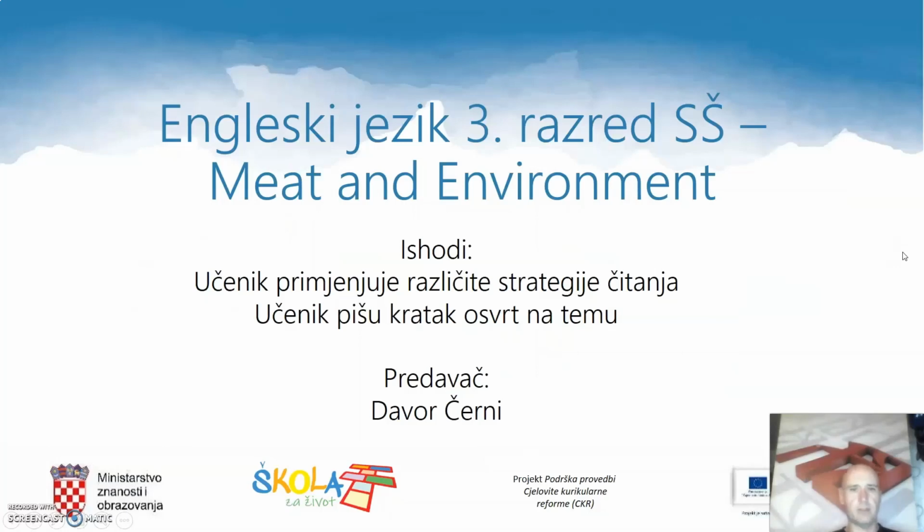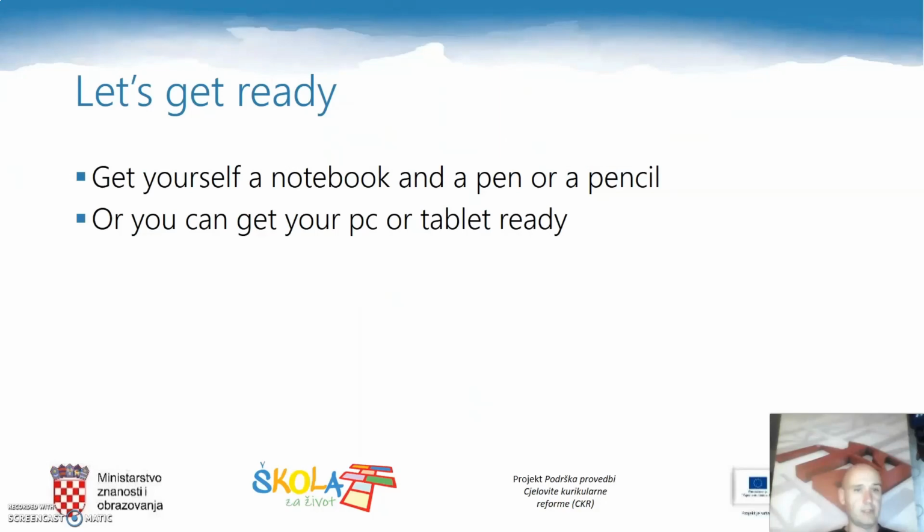My name is Davor Černi and this lesson is called Meat and Environment. The lesson is intended for third grade high school students. So let's get ready. Get yourself a notebook, a pen or a pencil, or you can even get your PC or tablet ready.